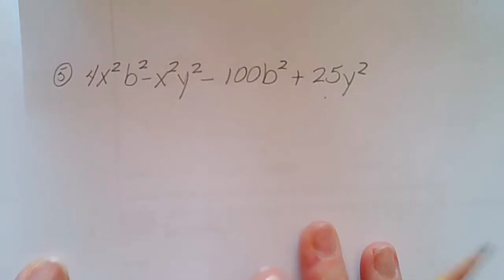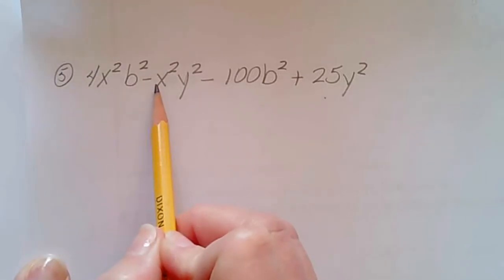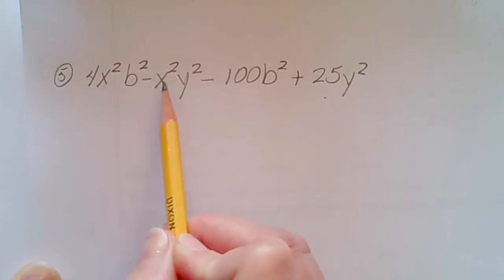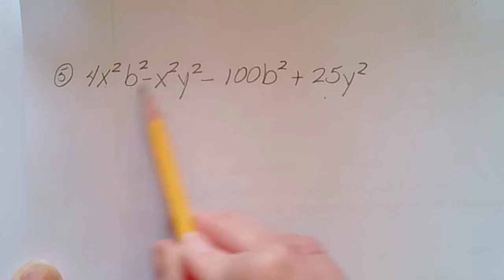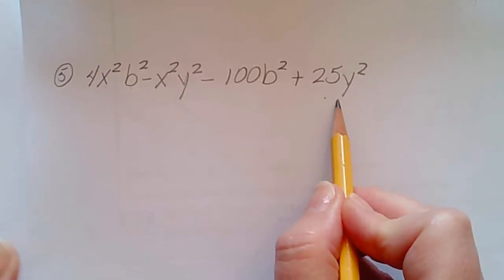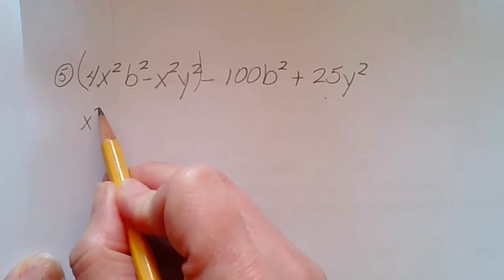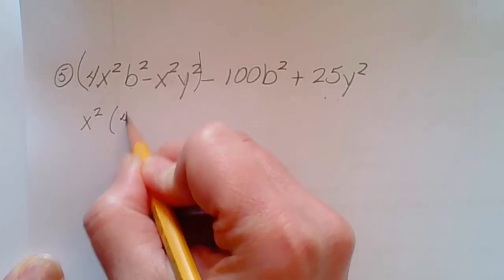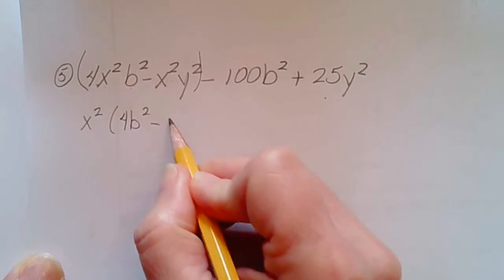So this guy right here, we're going to look for something common. Numbers. 4. Already I can stop. X's. X, X, no X. So stop. No B. And of course there's no Y, so forget it. There's nothing common. 1, 2, 3, 4 terms. 4 terms grouping. Group your first 2. Look for something common there. X squared. So then I'm going to have 4. Came out. b squared minus y squared.